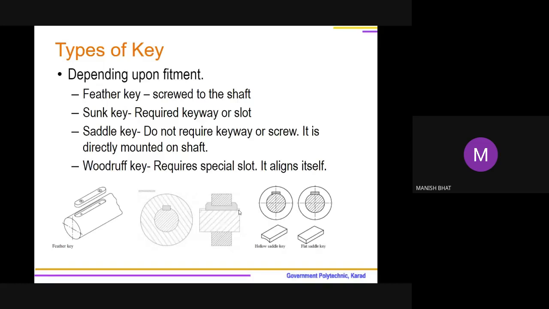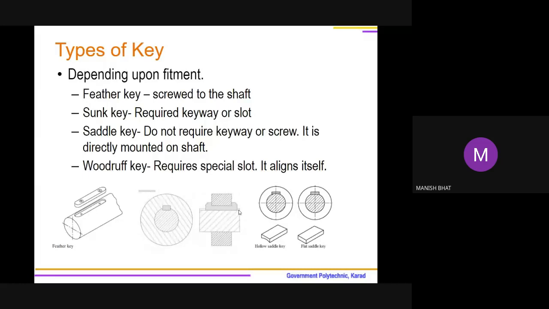So for such a case, a sunk is required. That means a slot is required. So manufacturing cost will increase, and the key will be fitted firmly inside that particular slot.